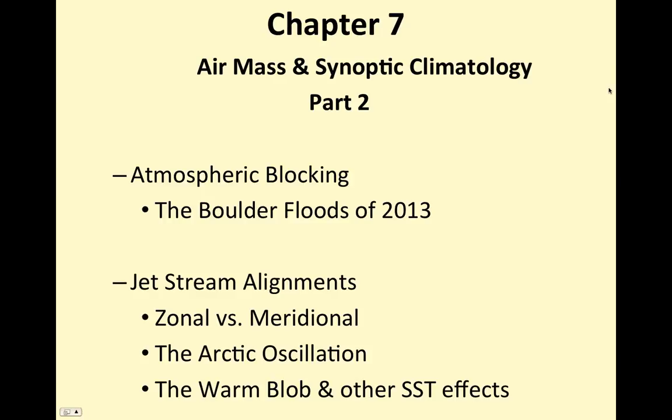Chapter 7, Part 2 for air mass and synoptic climatology. Here we'll just look at atmospheric blocking and how that helped set up the Boulder floods of 2013. We'll also look at alignments of the jet stream, what's called zonal alignment versus meridional, how that works with what's called the Arctic Oscillation, and also how sea surface temperature can change the position or the alignment of the jet stream too.